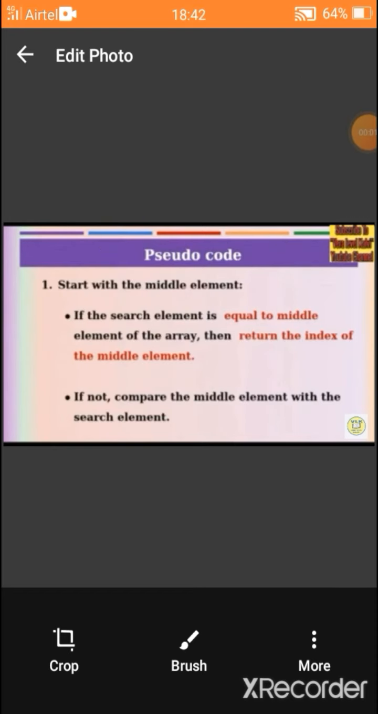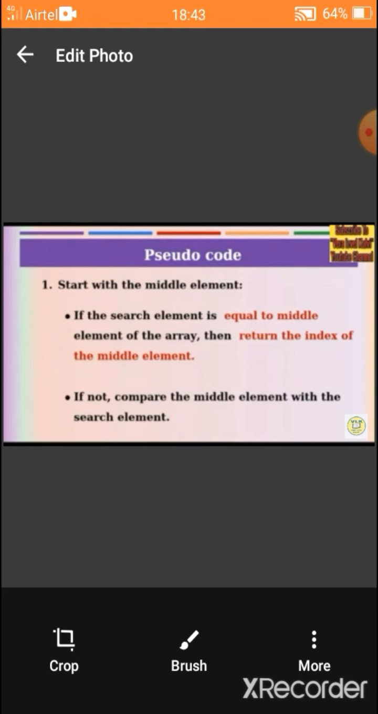Now look at the pseudocode for binary search. What is pseudocode? It is an outline or a rough draft of a program. It is an informal way of program description. It does not follow any rules or syntax. It is known as pseudocode. So let's see the pseudocode for binary search.